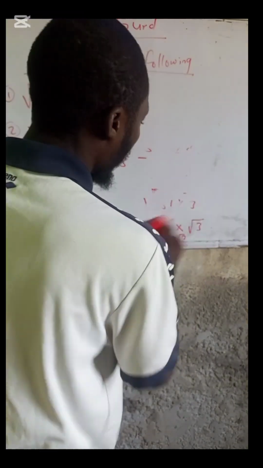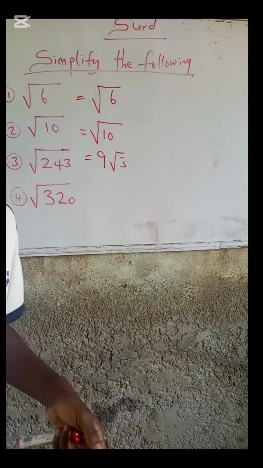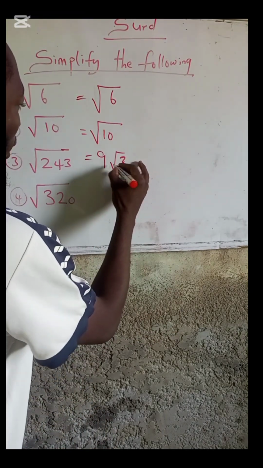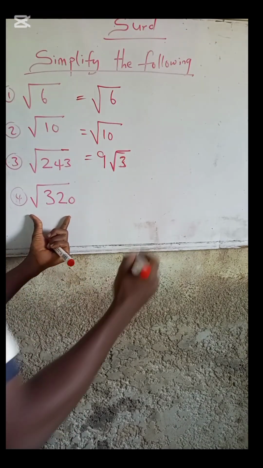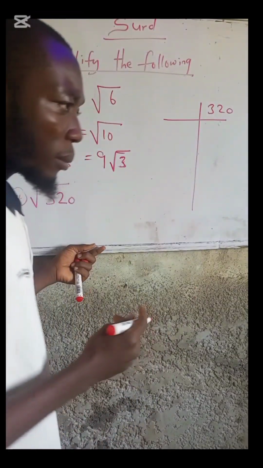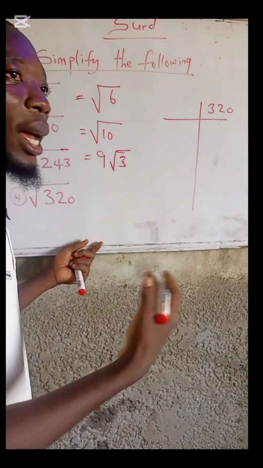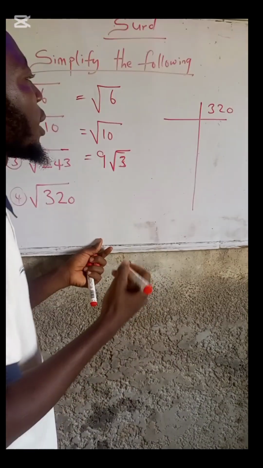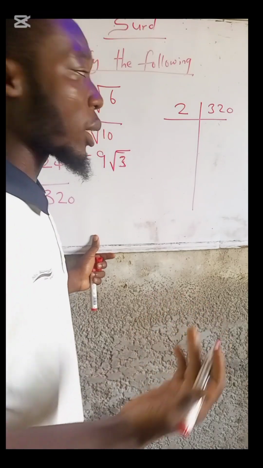Now, let us solve the last question here, root 320. Don't forget, it is not trial and error again. It is something that we can actually solve. Now, for root of 320, how do we simplify that? It is by going this way. 320. 2 can divide since it ends with 0, because any number that ends with an even number or 0, 2 can actually divide that number. So I put my 2 here. You can see I'm solving without a calculator.